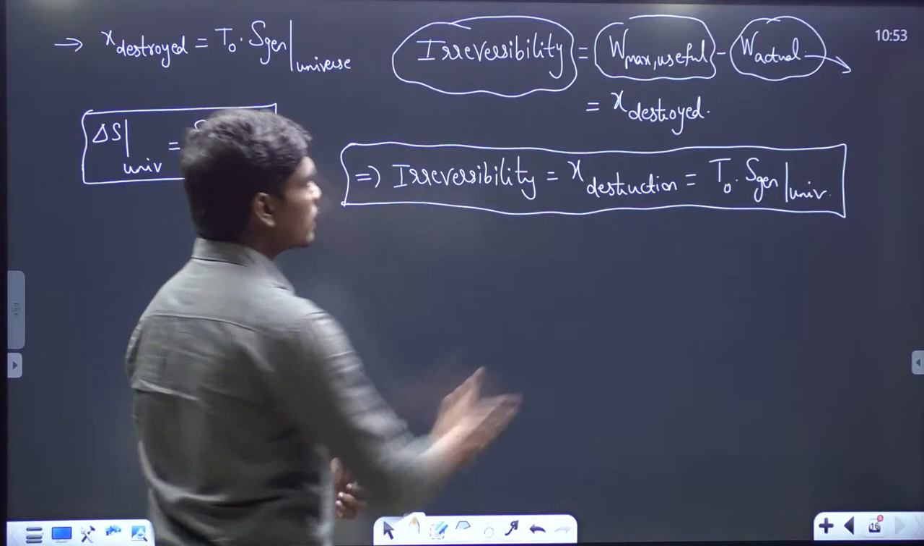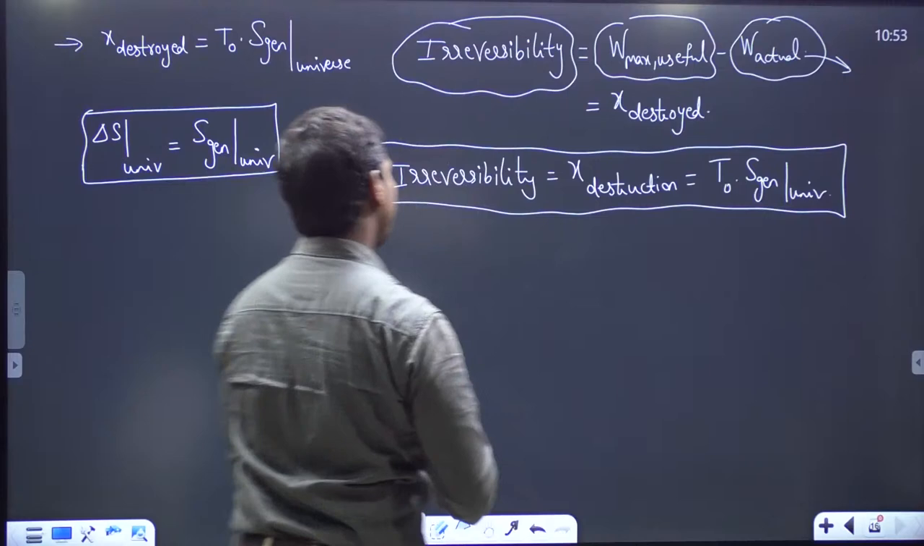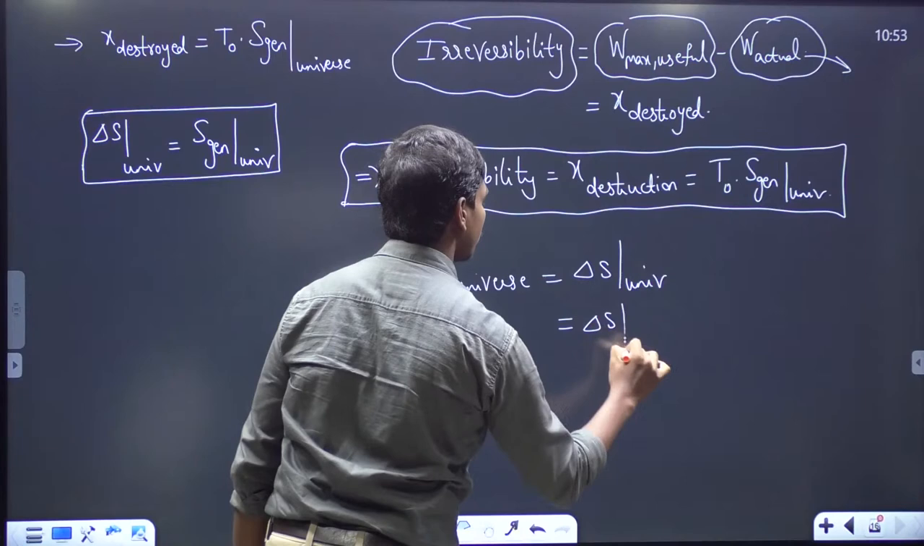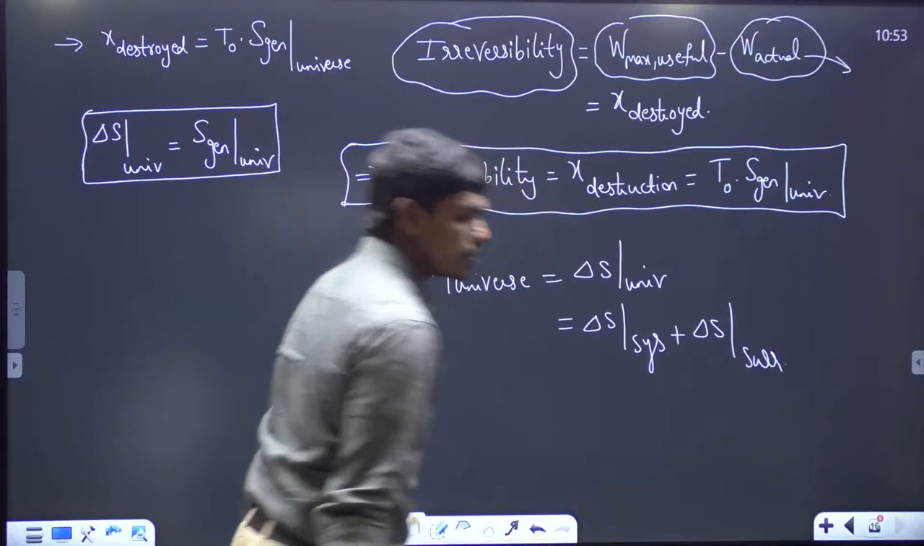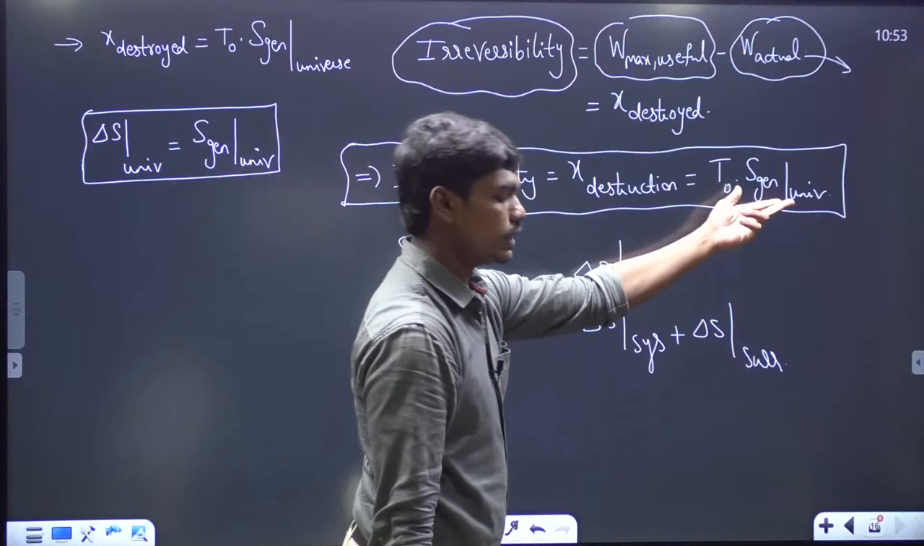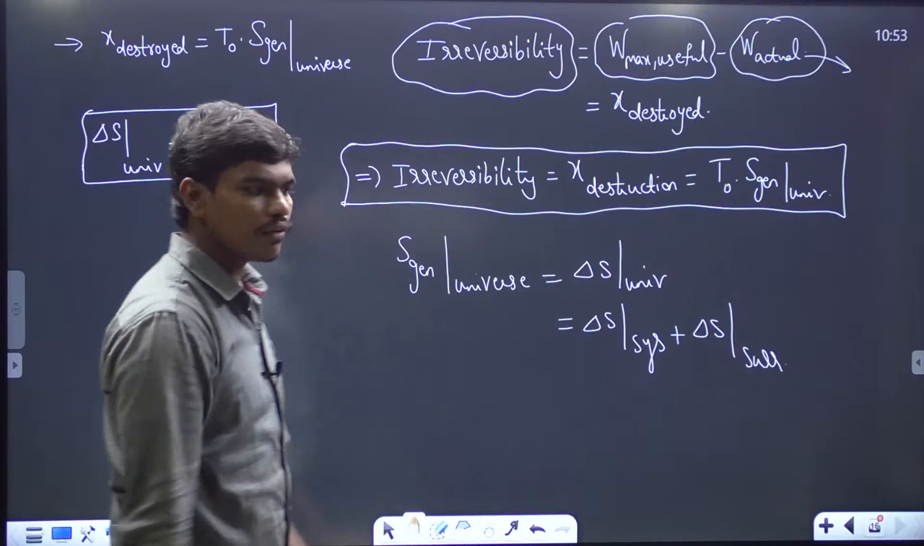S generation of universe is nothing but, see, we have written this, you remember, in entropy chapter. Delta S of universe, which is same as delta S of system plus delta S of surroundings, and we solved problems on this. You remember? We have done things like this in entropy chapter. So now, if you perform this again, you will know this S generation of universe. If you do it here, you will be getting this irreversibility. Okay. So now we'll work at few problems.